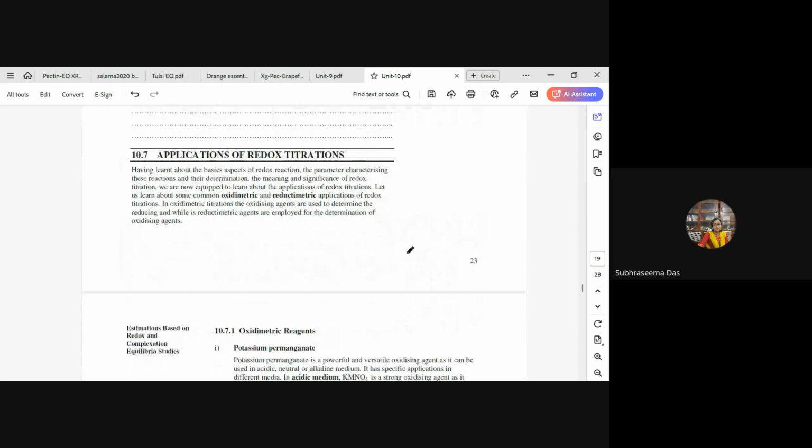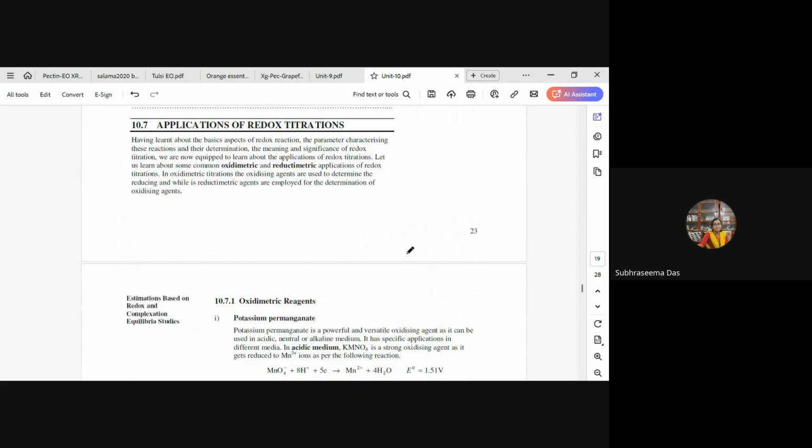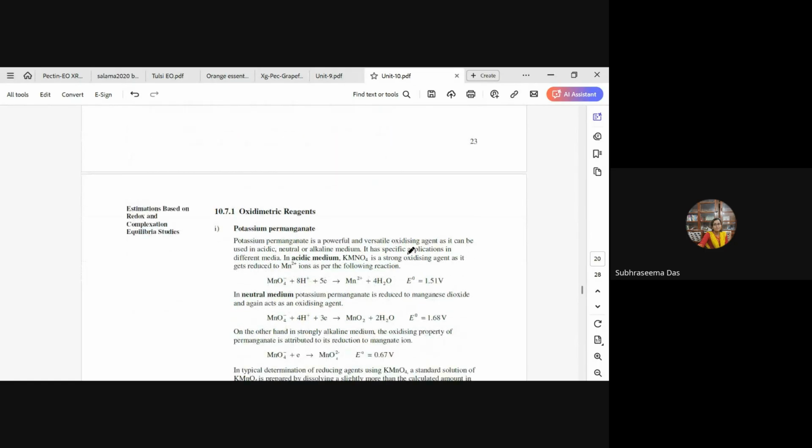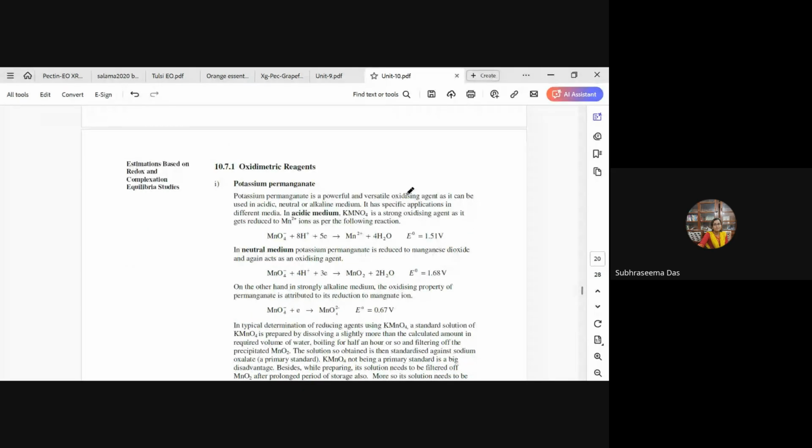Now coming to applications of redox titrations. There are some common oxidimetric and reductimetric applications. Here we'll first start with oxidimetric reagents. Potassium permanganate, KMnO4, is a versatile oxidizing agent in acidic, neutral, and alkaline medium. In acidic medium, KMnO4 is a strong oxidizing agent because MnO4 minus gets reduced to Mn2 plus with the help of 5 electrons, and the E0 is 1.51 volt.